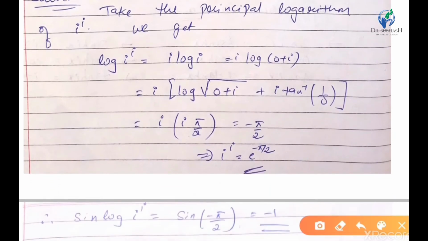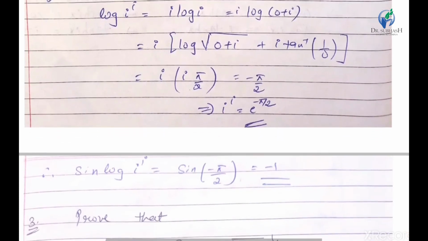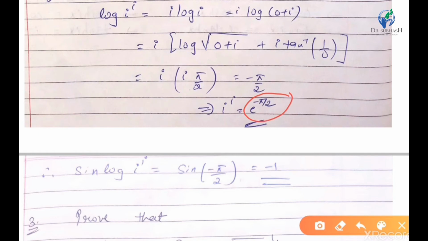This is the value of log i raised to i. To remove the logarithm, we have to take the exponential power. So we get i raised to i equal to e raised to minus pi by 2. Okay. Now this will be real because there is no i in this portion. So this will be termed as the real part. So here we have proved that i raised to i is real.